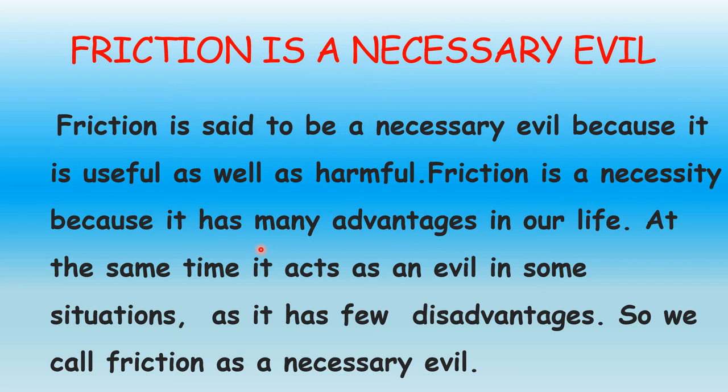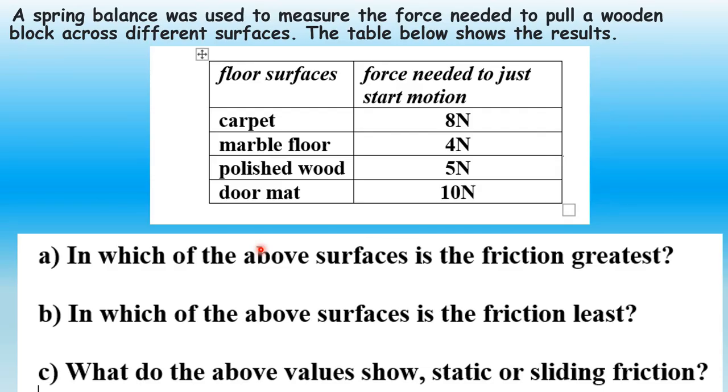So we say that friction is a necessary evil because it has got many advantages. At the same time, it has got few disadvantages also. So we call it a necessary evil. So children, we have studied 3 different types of friction, and we have studied many advantages and 4 disadvantages of friction. We call friction a necessary evil because it has got many advantages, so it's useful to us, but it has got few disadvantages, so it is harmful to us. At the same time, it is good and bad, so we call it a necessary evil.